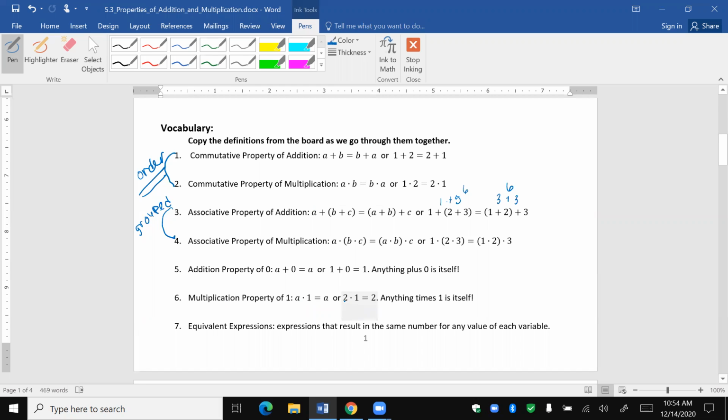So here on this next one, I've got 2 times 1, just going to be 2. So anything times 1 gives us the same number. And then our last one, kind of going along with our think about it problem, equivalent expressions. These are expressions that result in having the same number for any value of each variable. So that's just kind of a fancy way of saying if you input the same thing, you should get the same answer back if they are equivalent.